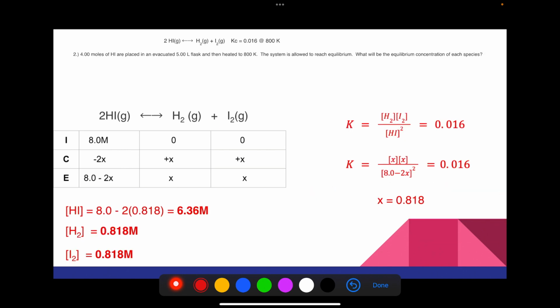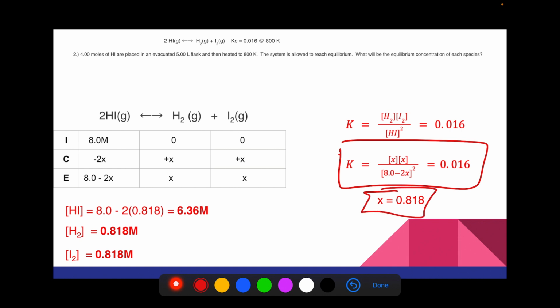Here's what you should have gotten for number 2. This example was one where you were not given the equilibrium concentrations, so you didn't know the change, so you had to use X for the change, therefore giving you this somewhat complicated mathematical expression, simplifying for X, and then coming over here and actually using that X value to calculate the concentrations at equilibrium.